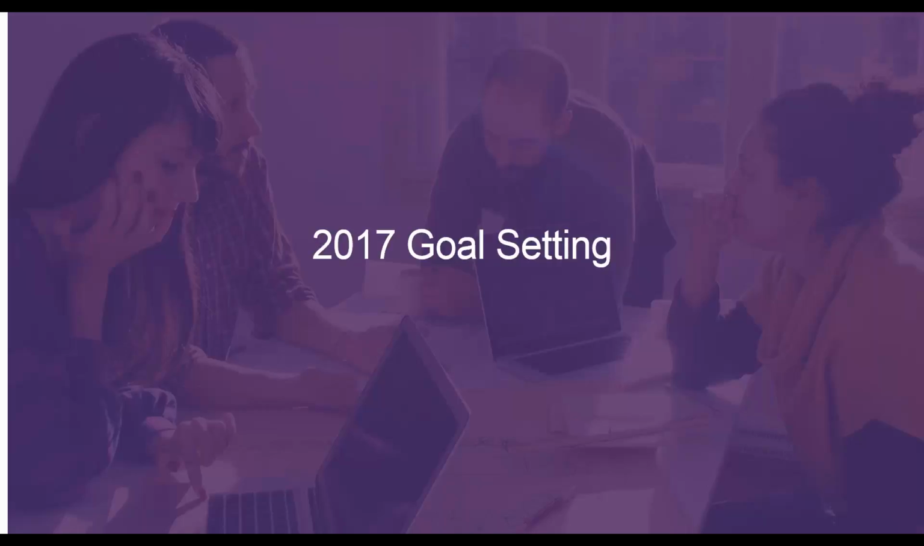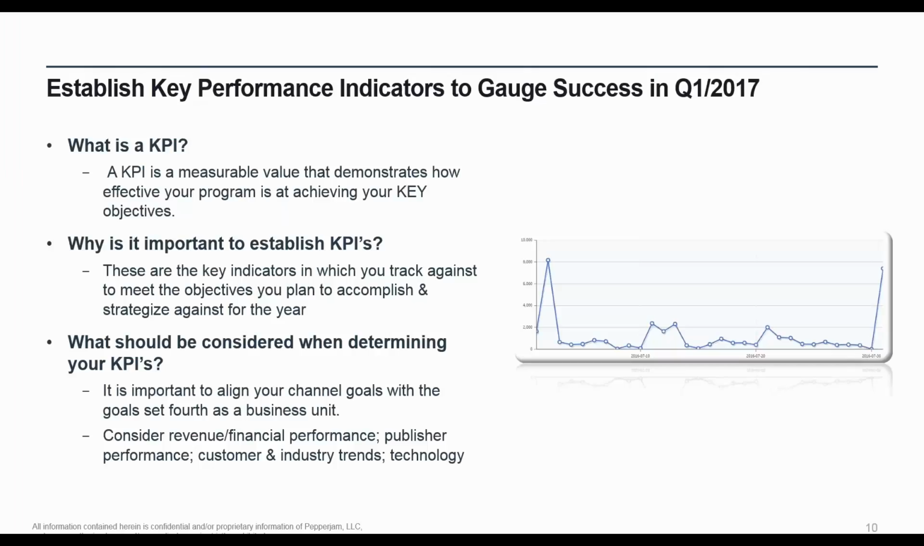Now that you've done a full program review, it is the best practice to determine your yearly KPIs. You might be asking yourself what a KPI is and why it is important to establish them, which are both great questions to start with. First, let's start with what a KPI is. A KPI is a measurable value that demonstrates how effective your program is at achieving your key objectives. Brands use KPIs to evaluate their success at reaching targets.